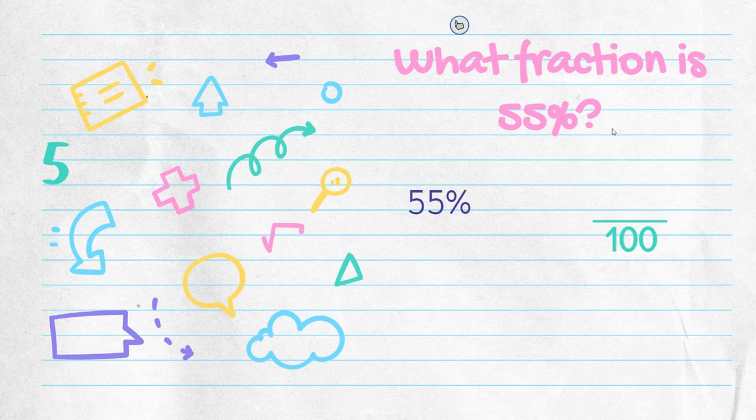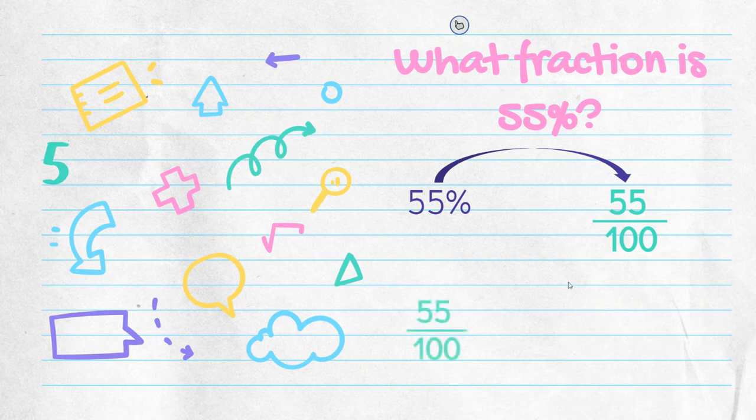And then our percent, our 55%, just becomes the numerator. It just becomes the top number. Take away that percent sign and put it on top of 100. 55 over 100. Now, while that was super easy, we technically are not done. Yeah, we got to simplify.